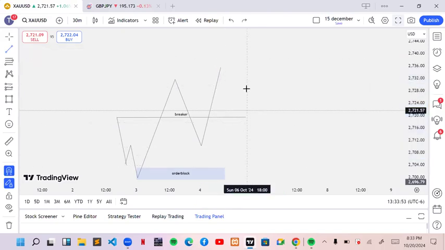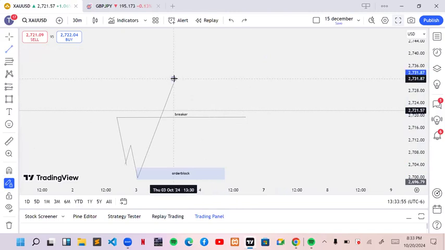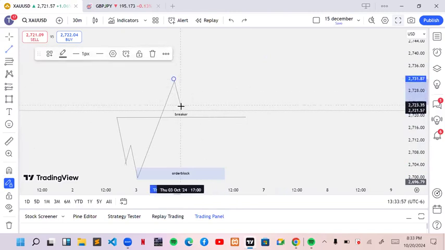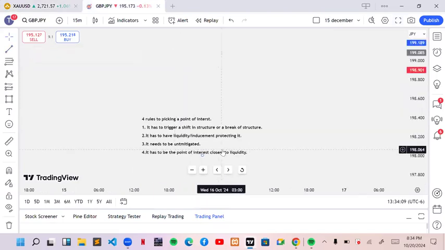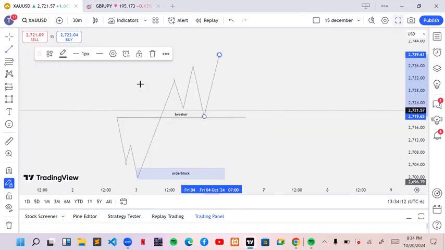But in a case where the first pullback that market makes after the structure shift or break of structure is something like this, it doesn't mitigate this breaker block and pushes up. Eventually, if market is going to pick an entry, your entry will not be this other block. The entry will have to be this breaker block. Because why? One of the rules says it has to be the point of interest that is closest to liquidity. And I said my liquidity is my inducement. And in this case, the inducement is this. So which point of interest is now closest to liquidity? That is this breaker block and not this other block.